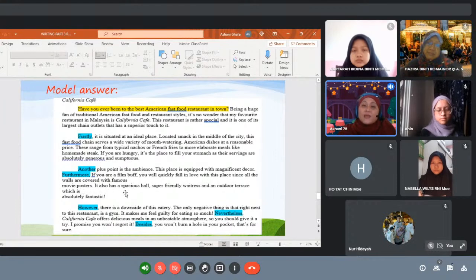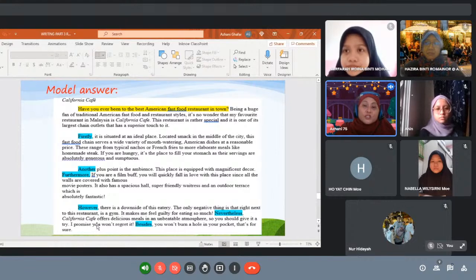It also has a spacious hall. Okay, again, adjective describing the hall, the place basically. Super friendly waitress and outdoor terrace, which is absolutely fantastic. Okay, so description, and a little bit here, discussion. Quickly fall in love. So here the last bit of the essay, which is the recommendation.